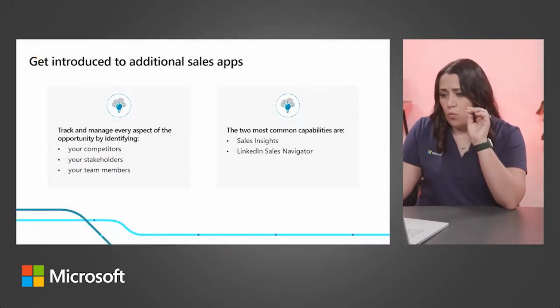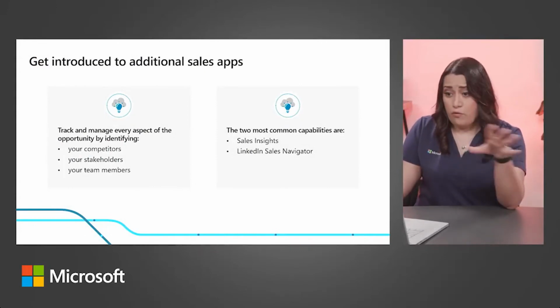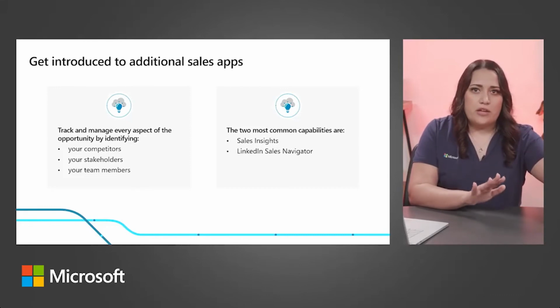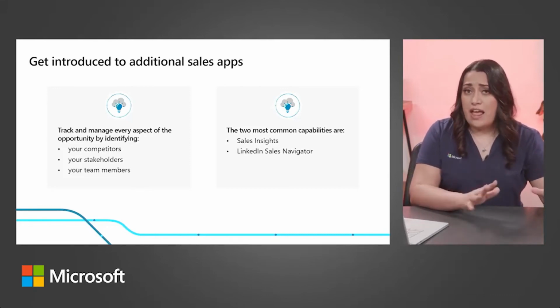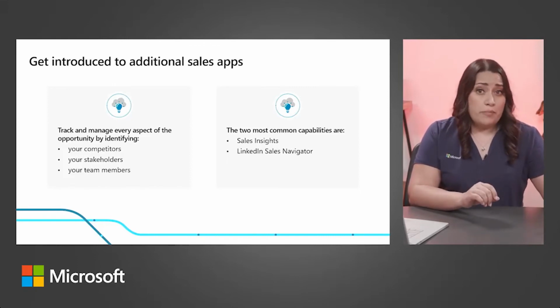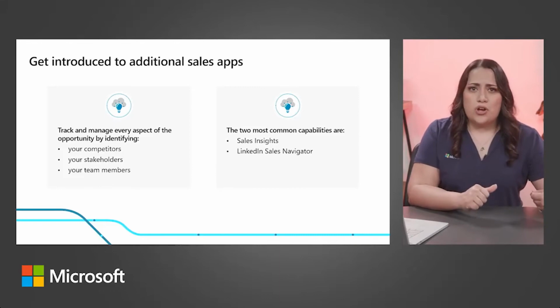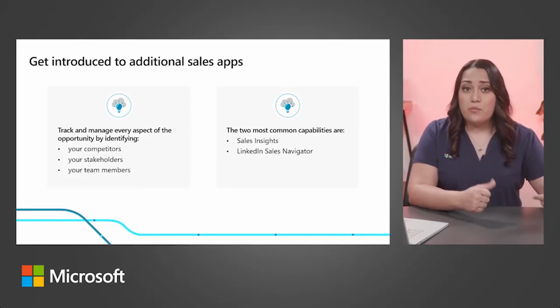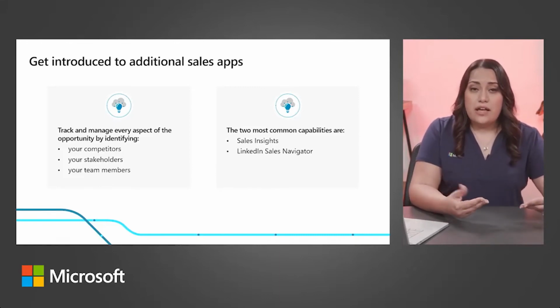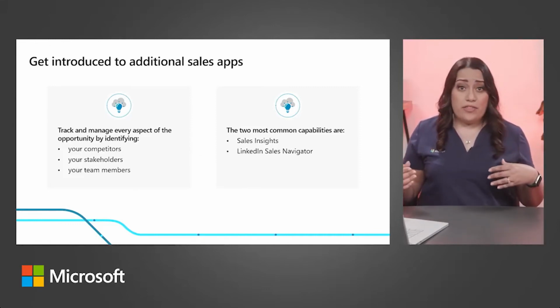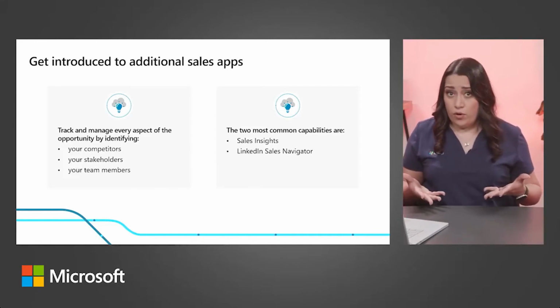So when it comes to developing opportunities, you're really looking for information on the organization and any of those contacts that are involved. You want to know your competitors so you understand who you're up against. You want to know who the stakeholders are and who your decision makers are going to be when it comes to making a deal. And you want to leverage the information that your teammates have, whether it's informal or formal.